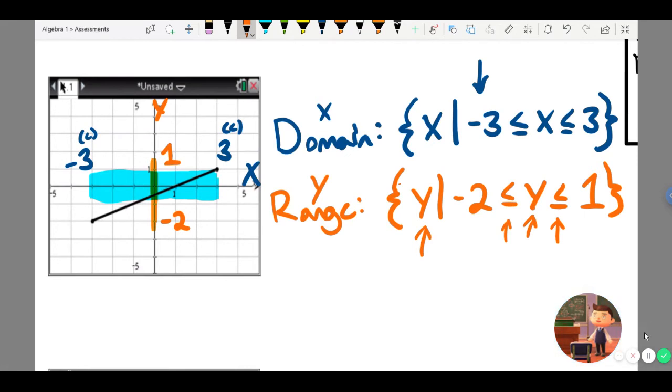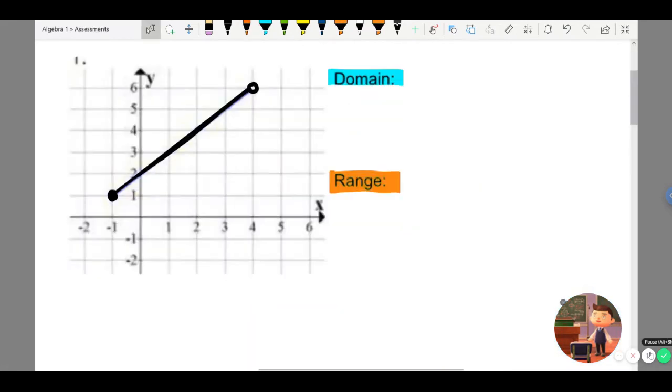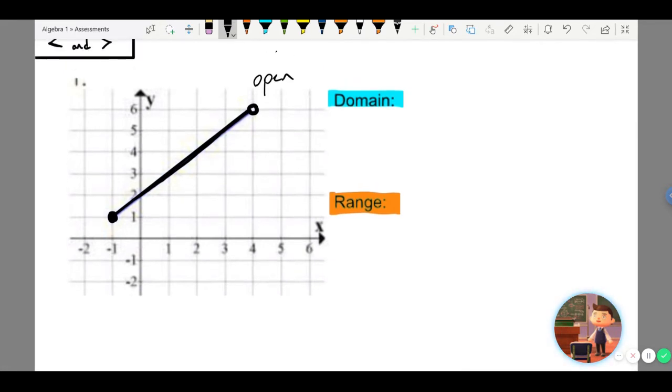Let's try one more. Okay, in this example, we actually have something a little bit different. We actually have an open circle, so this is open. For open circles, we're going to want to use the less than sign, not less than or equal to. And for this closed circle, I know that we're supposed to use less than or equal to. So that's just something to note as we start. I see that open circle, that's automatically what I'm thinking.